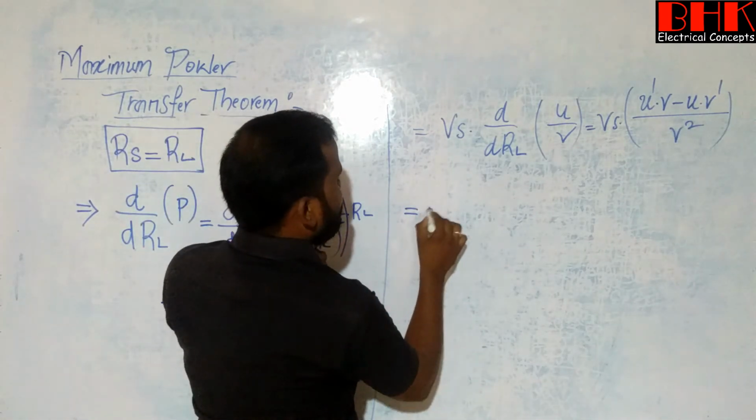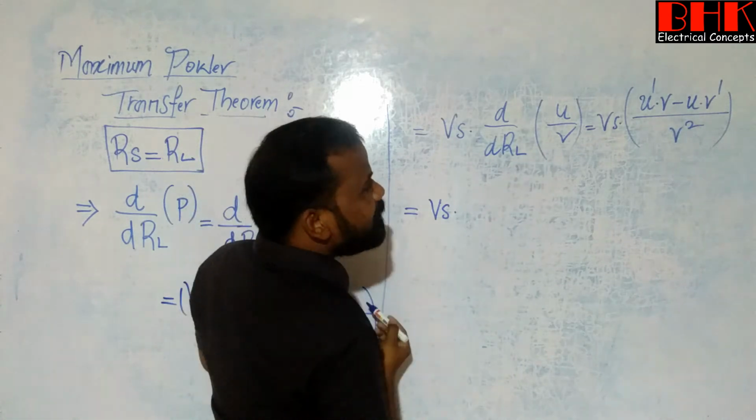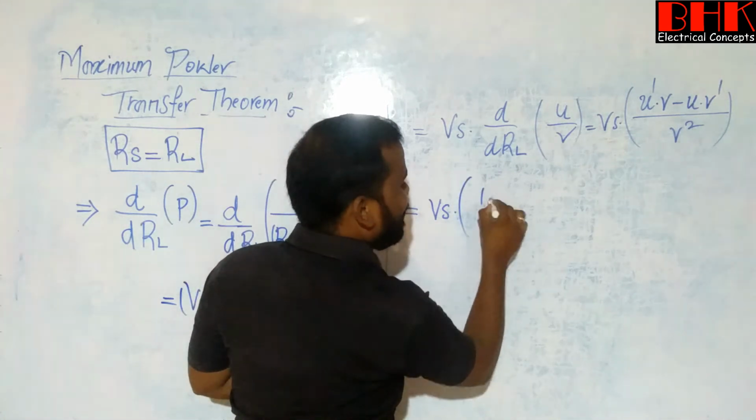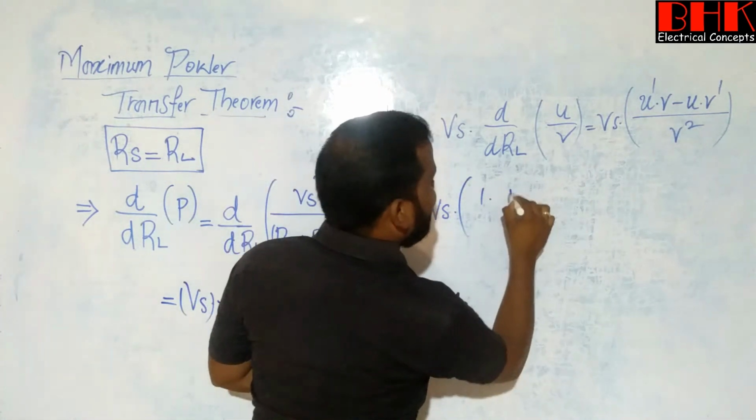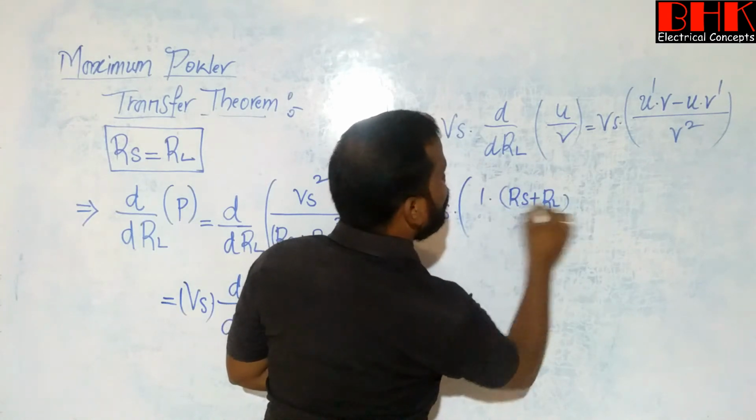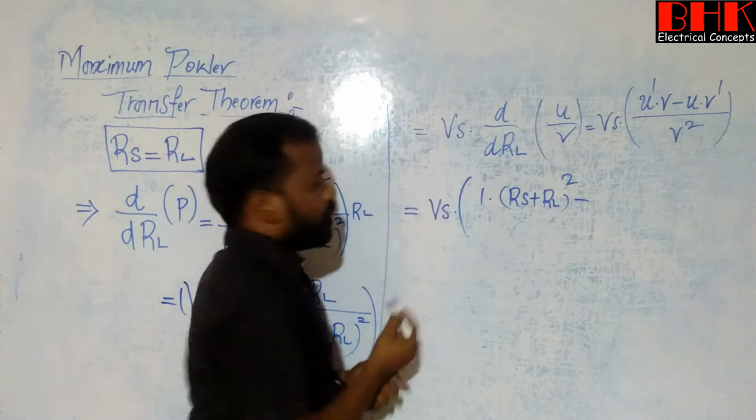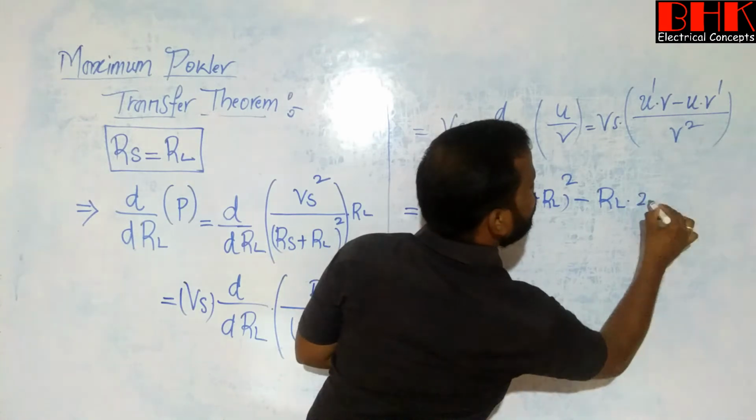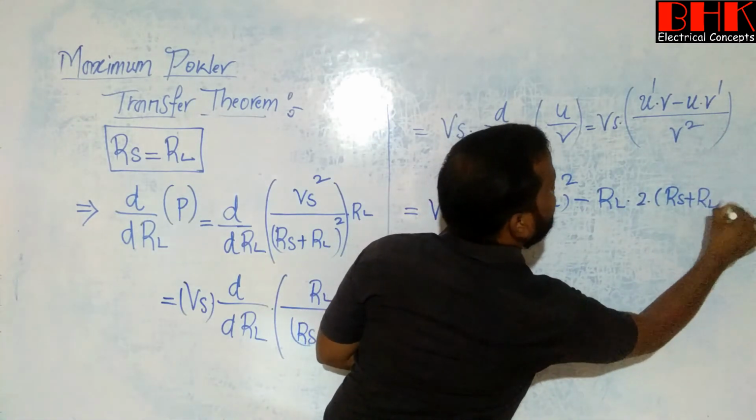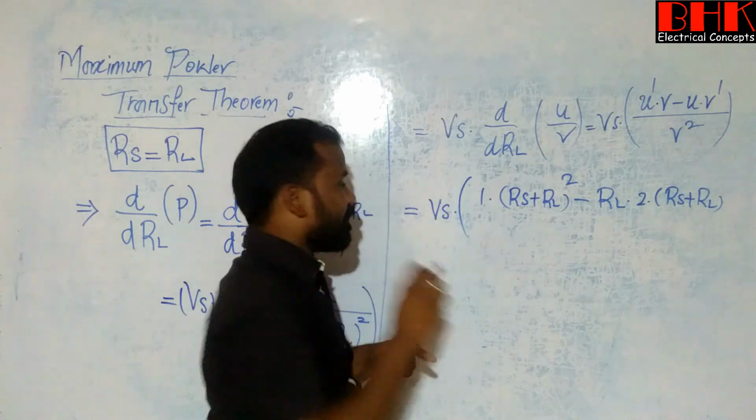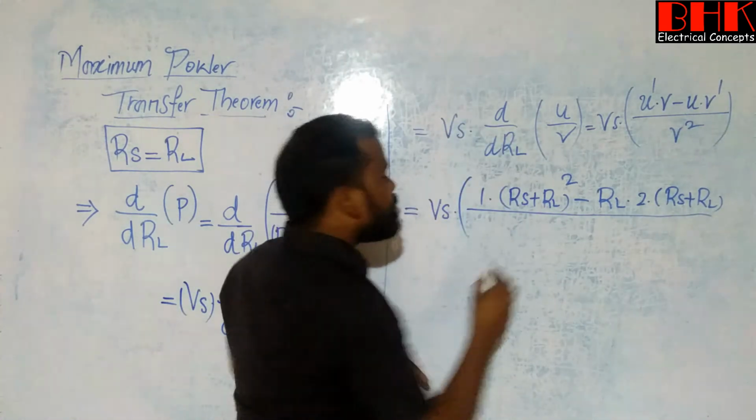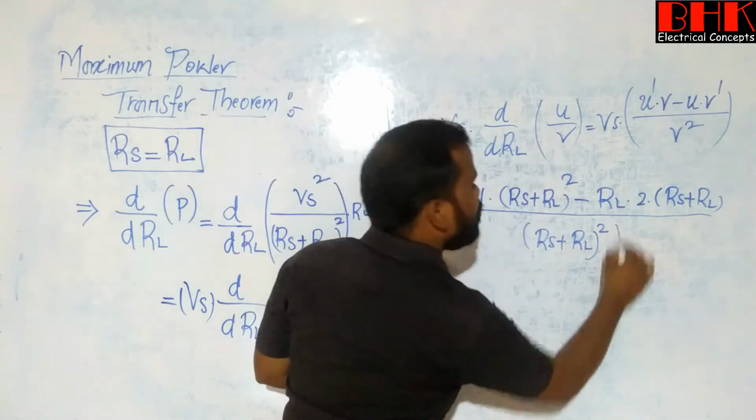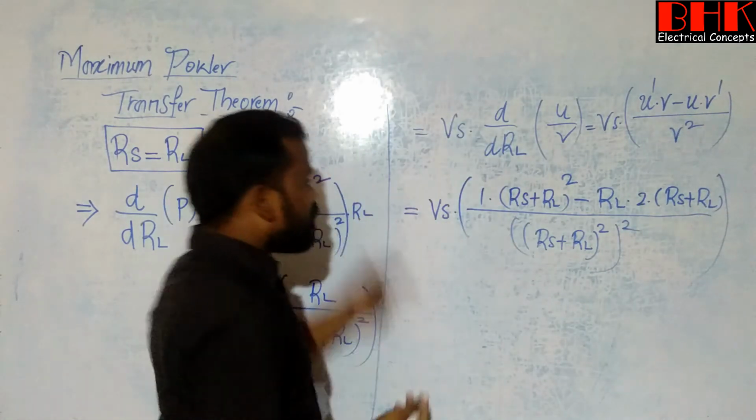Now see here. Vs into, U dash means RL, so 1 into V, which is Rs plus RL whole square, minus U, which is RL, into V dash. V dash means 2 into Rs plus RL, because V is Rs plus RL whole square, divided by V square. V is Rs plus RL whole square, so V square means whole power 4. Clear? Now simplify.